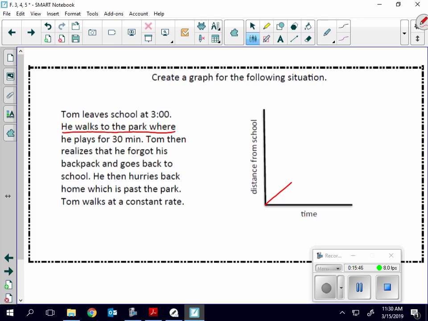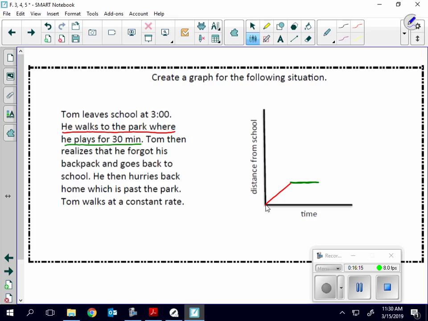And I'm color coding if you can see this. This is a red. All right, and then he plays for 30 minutes, and I'm not going to do time on this really, but if he's playing for 30 minutes, does his distance from the school get further or less? No, his distance is going to stay the same, so his distance doesn't change, so zero change in distance would be a zero slope, okay, for however many minutes.